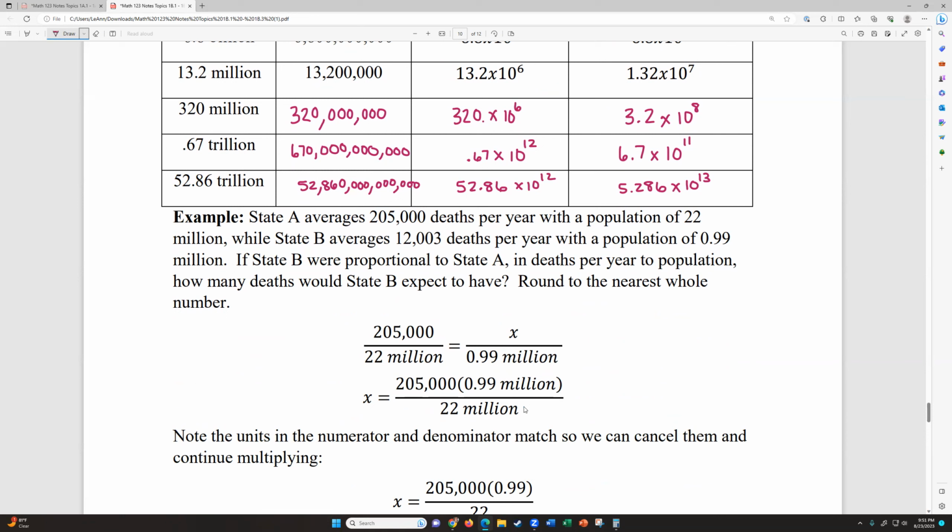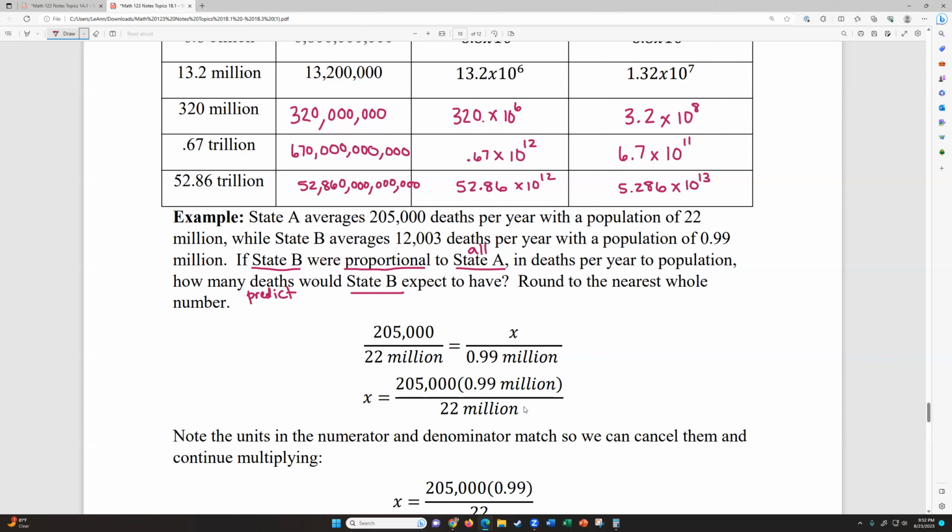How do I know what my X is going to be? I read this statement. State B is proportional to state A. That means I'm going to use everything I know about state A. And this is how I knew how to stack my fractions. They said deaths per population. So deaths on top, population on bottom. Then I'm asking, out of the 2 things I already know about state B, because I do have actual values for both of them, I want to predict the number of deaths that state B would have if it was the same proportion as state A's. So we're making them have an equivalent ratio.